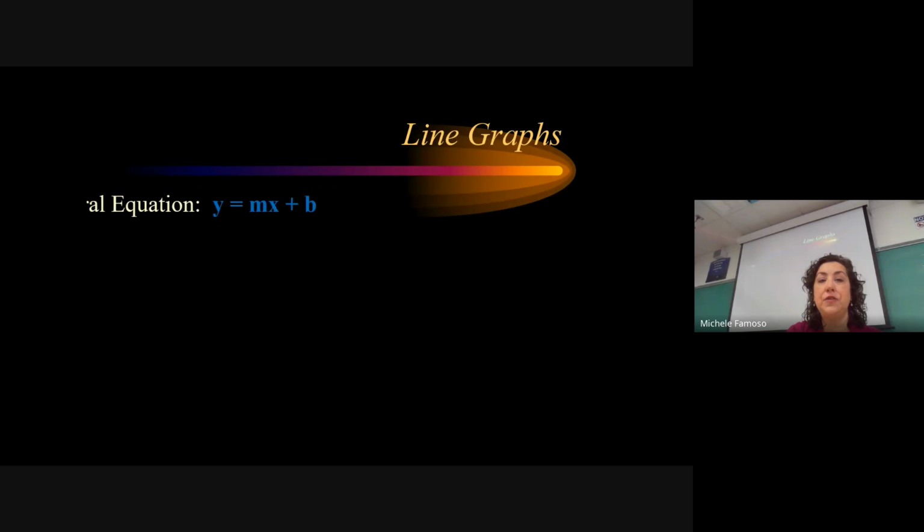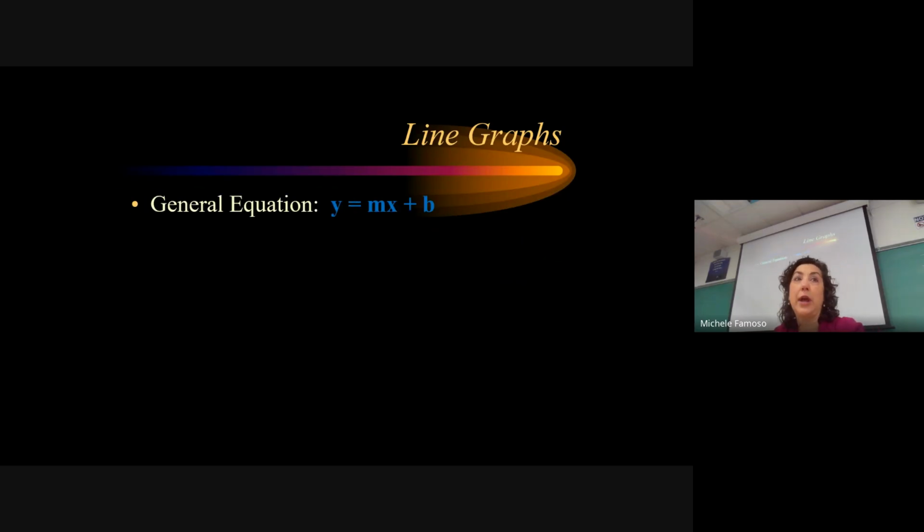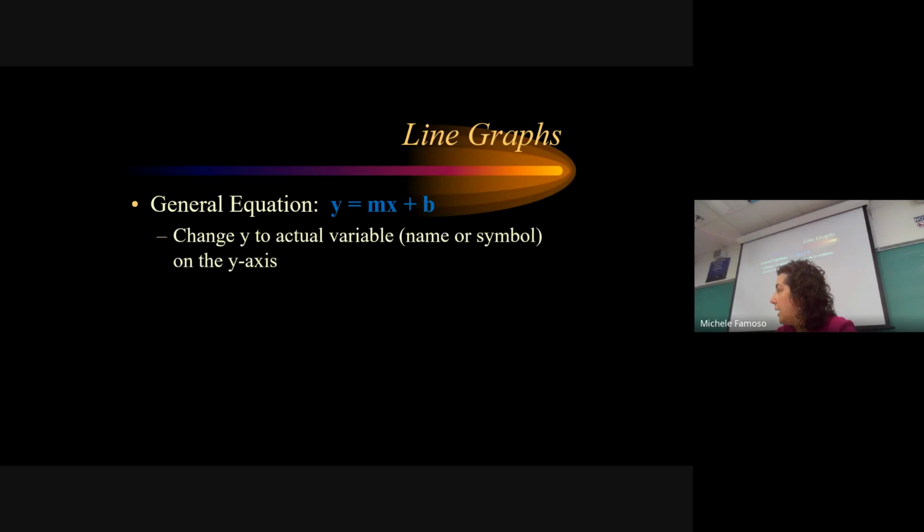The last thing we have to do for a line graph is be able to write the general or write the equation for the graph in front of us. As you know from your math courses, the general equation for every line is y equals mx plus b. So when I give you a line graph, you can start with that, but then you have to make it specific to the graph that is in front of you. We change everything out. You won't have a y, an m, an x, or a b in your final equation. Here's what I mean. Change out the letter y to the name of the actual variable or the symbol for the variable that's on the y-axis.